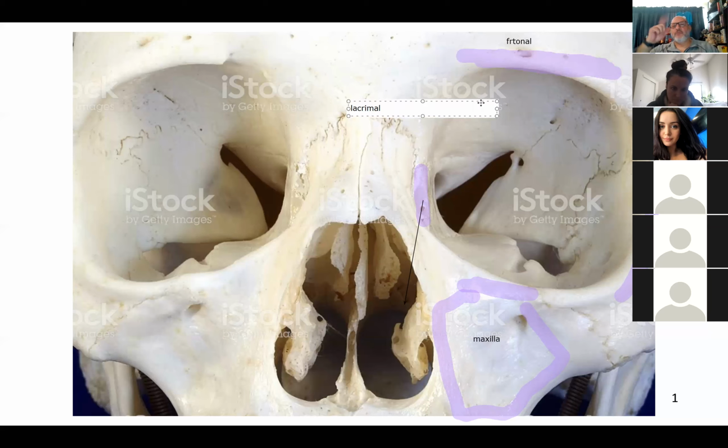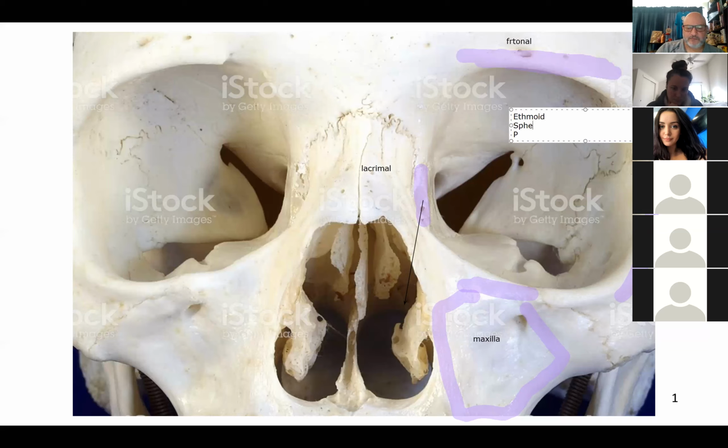So if you can remember the 4 outside bones, lacrimal, maxilla, zygomatic, and frontal, then to remember what's inside, you just need to have ESP. Because it's the ethmoid, the sphenoid, and the palatine.